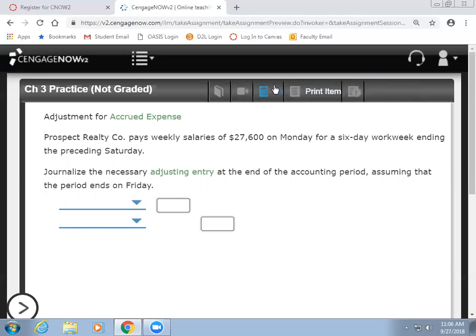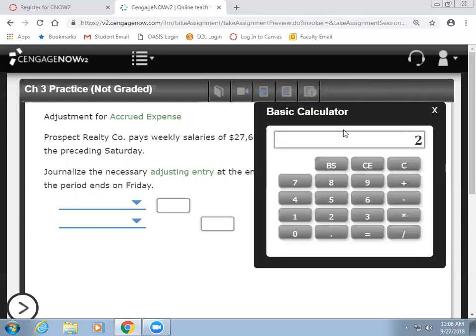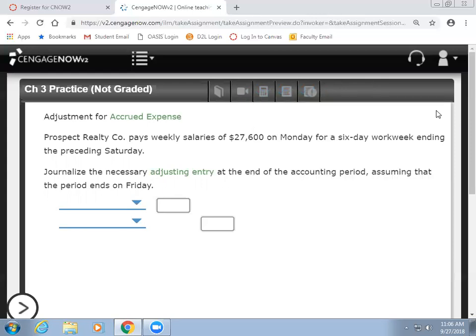How much did you say? I think it's 46. Yep, you got it. So 4,600. So then that would be per day. Well, if the period ended on Friday, we had Monday, Tuesday, Wednesday, Thursday, Friday. We had 5 days of accrued expenses. So then you just multiply that by 5. And we should get, what, 23,000?